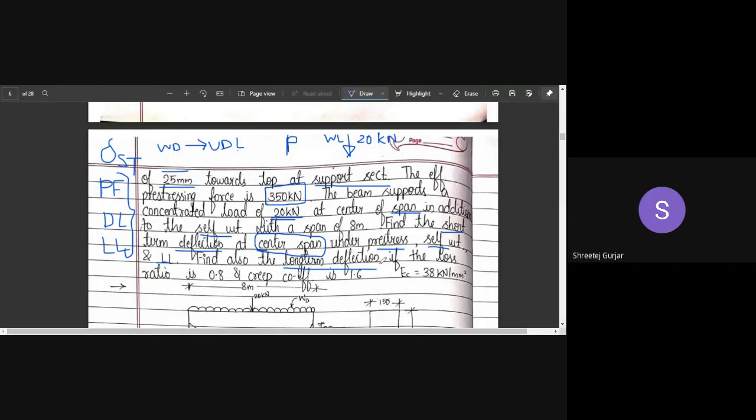Find also the long-term deflections. If the loss ratio is 0.8, loss ratio is directly given as 0.8, creep coefficient phi is given as 1.6. For additional things, this data is given: Ec is equal to 38 kilonewton per mm squared. So this is regarding the problem statement.